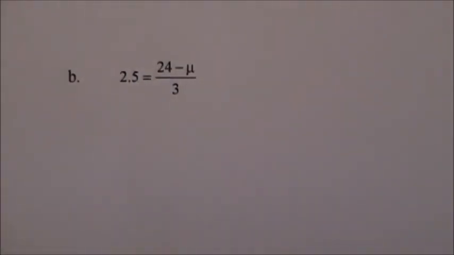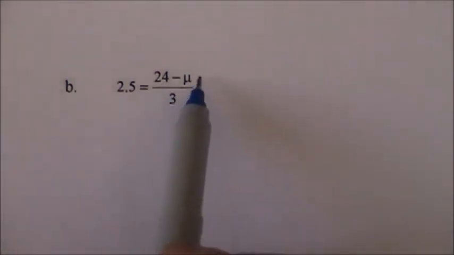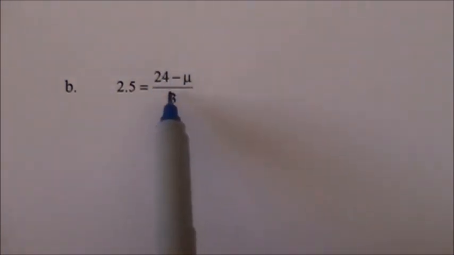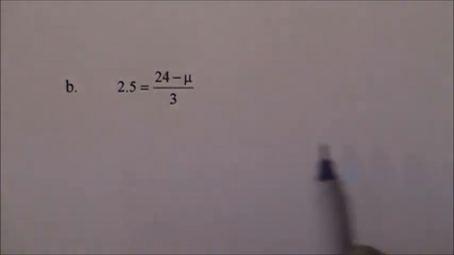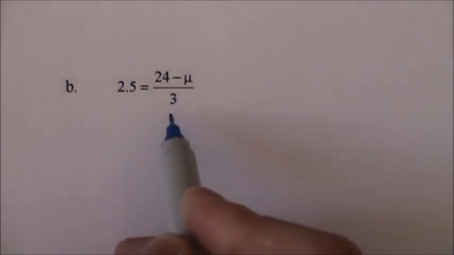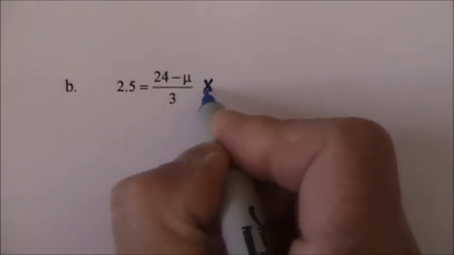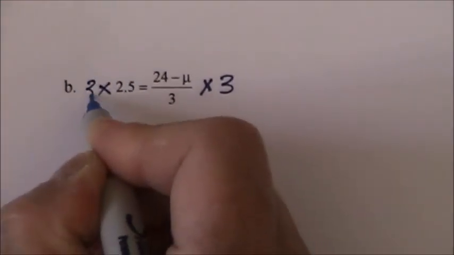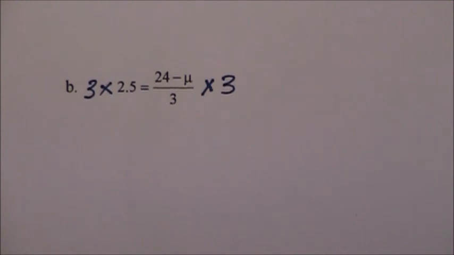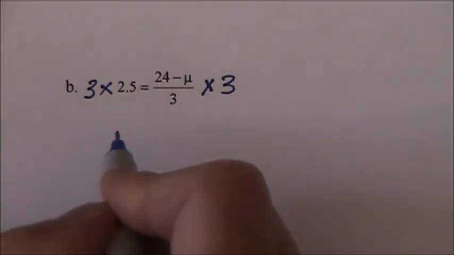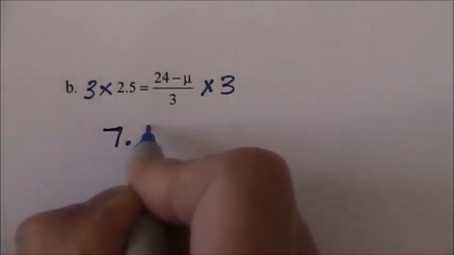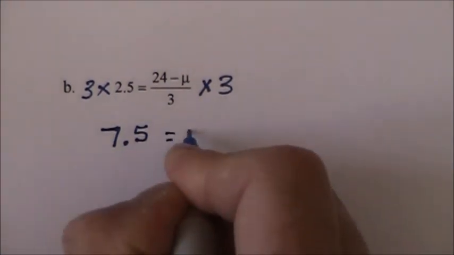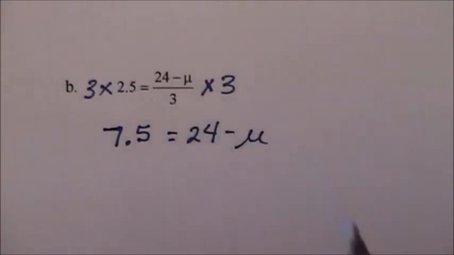Our last example has us solving for the mean. On the top of the fraction, we have 24 minus the mean. That 24 is closer to the mean than 3 is, so we are not going to move it first. We're going to get rid of this 3, which was dividing. So we're going to multiply both sides by 3. And 3 times 2.5 is 7.5 equals 24 minus the mean.